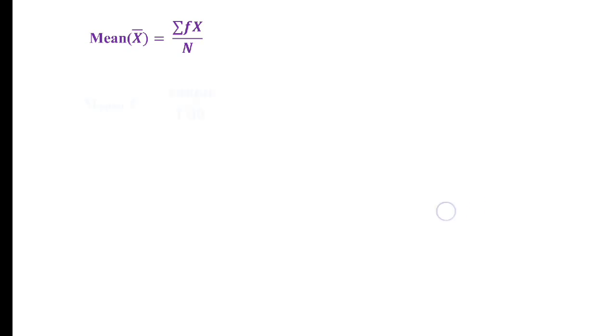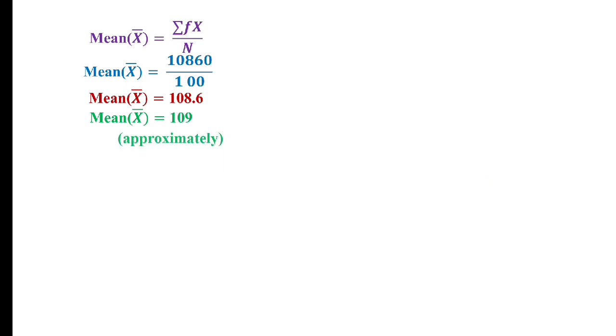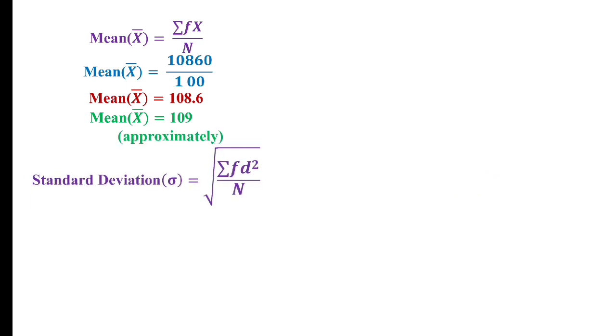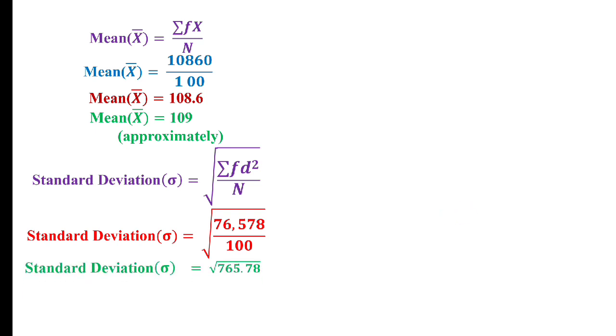Now you can see the mean formula that I explained orally: 10,860 divided by 100, then we'll get 108.6, which we approximate to 109. That is one way. Now the standard deviation formula we know: the square root of summation fd square divided by N. 76,578 divided by 100, the values we found. Dividing by 100 gives 765.78. The square root of that gives 27.6727. This is the standard deviation of the given problem.